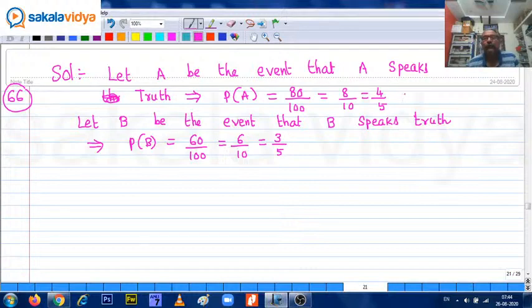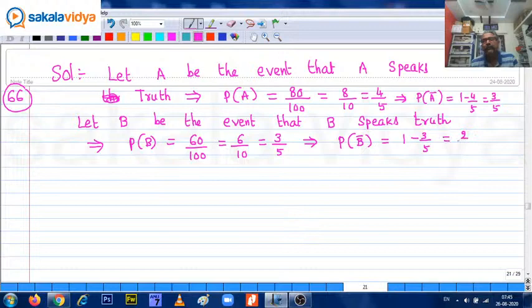So now, from this we get P of A bar. P of A bar means A does not speak truth. That is the complementary event, 1 minus 4 by 5, which is 1 by 5. The probability that A does not speak truth is 1 by 5. The probability that B does not speak truth, P of B bar, is 1 minus 3 by 5, equal to 2 by 5.